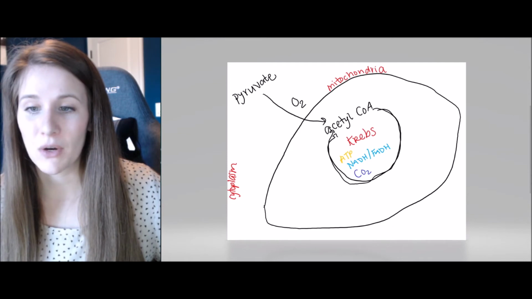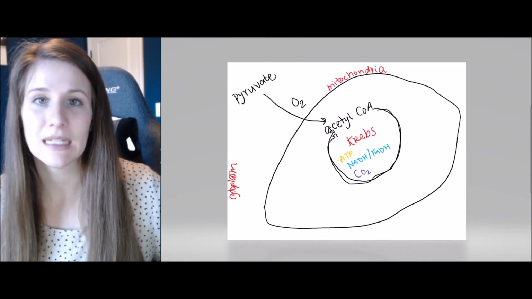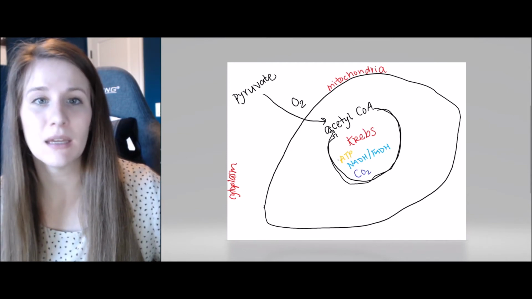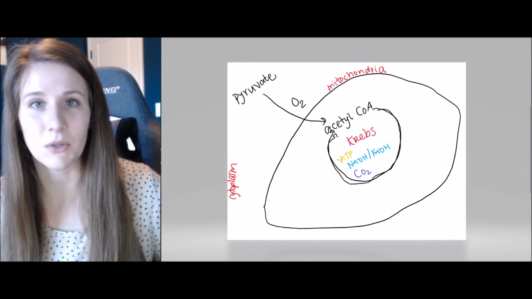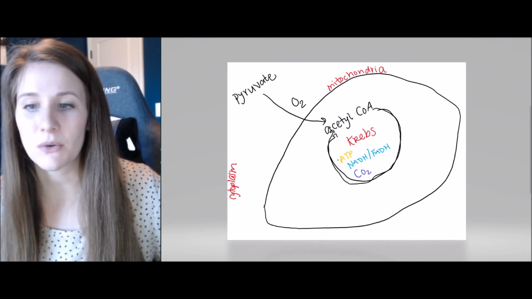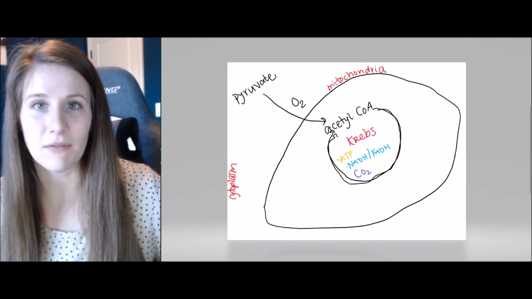So during the Krebs cycle, we're going to get ATP. Technically, this is a GTP, but it's converted into an ATP. So we're going to call it ATP. We're also going to get some NADH and FADH.